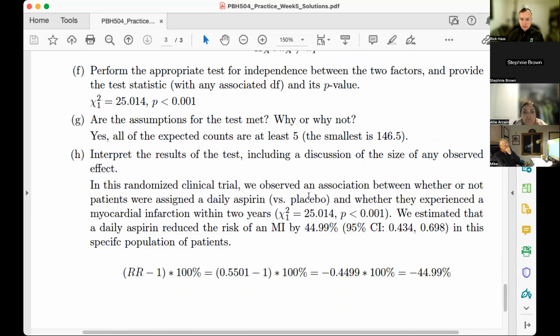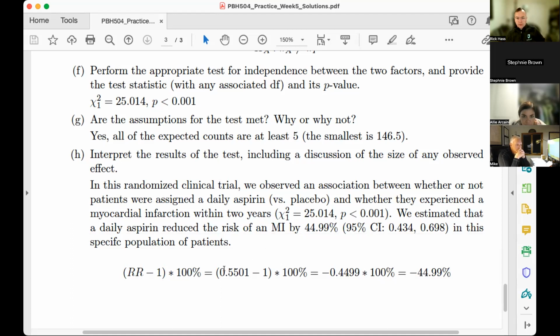And then here's how we would describe this. We did an RCT. We observed an association between whether or not patients were assigned to aspirin and whether they experienced heart attack. And by the way, this chi-square will be the same no matter how you flip-flop the table. It's the odds ratio that depends on having the table in a particular way. And so we estimated that the daily aspirin reduced risk of an MI by 44.99%.